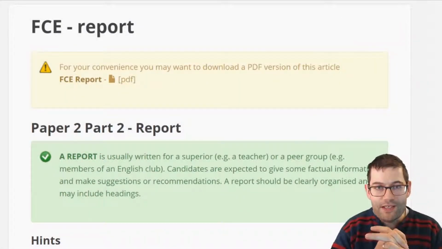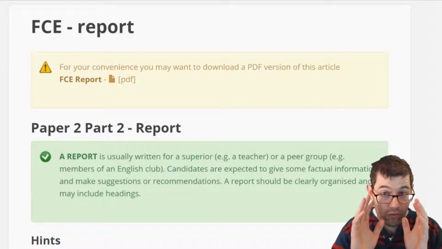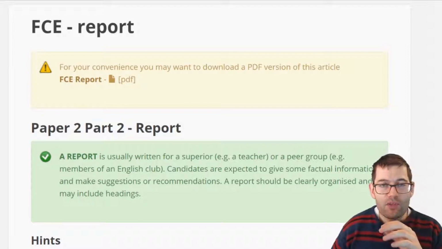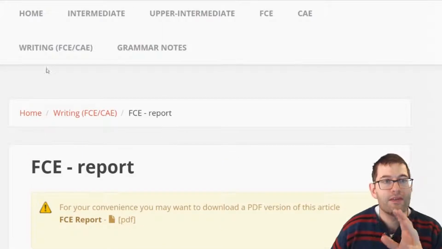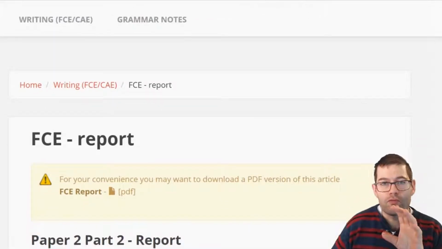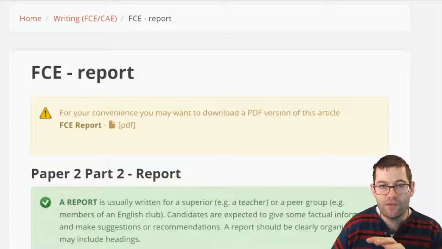Okay, I've moved into this corner and shrunk myself down a little bit to give you a good chance to have a look at the website which is behind me. And if you've watched my writing videos before, you'll be very familiar with the fact that I love this website, rubenvalero.com. It breaks down writing exercises for the FCE and CAE in lots and lots of detail.